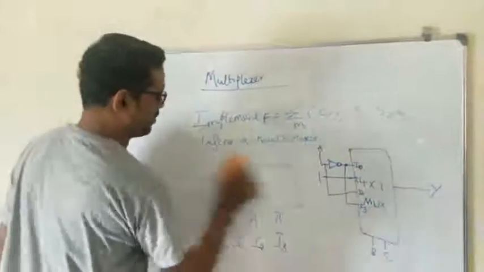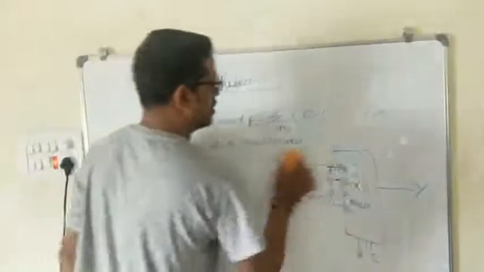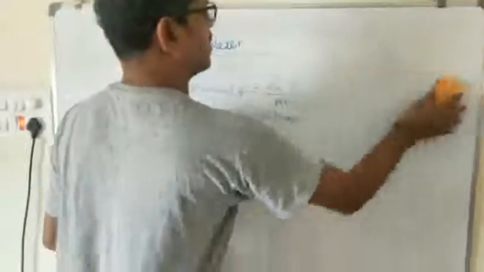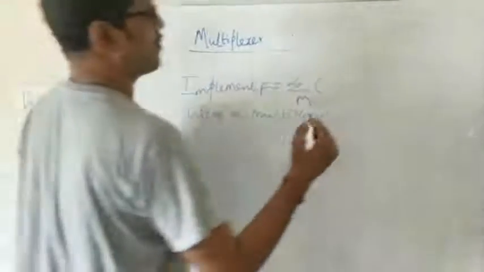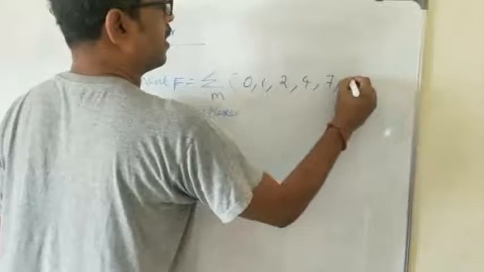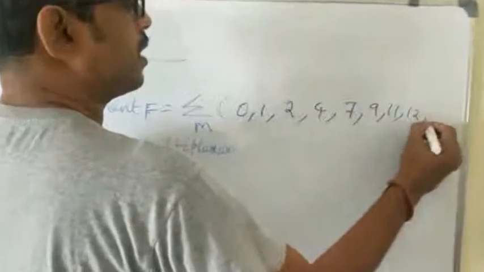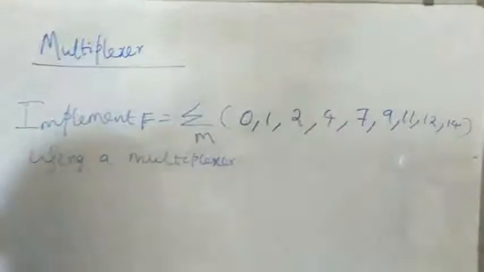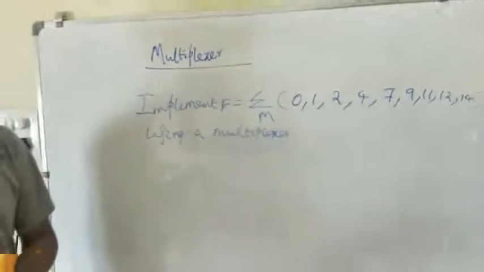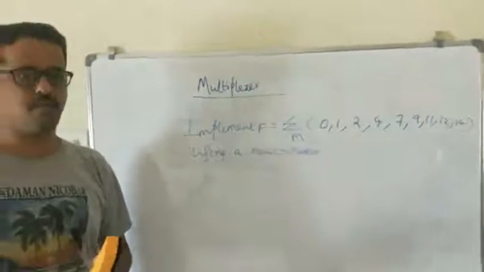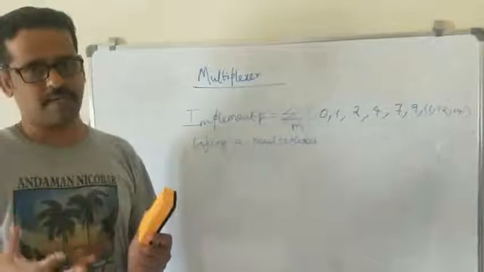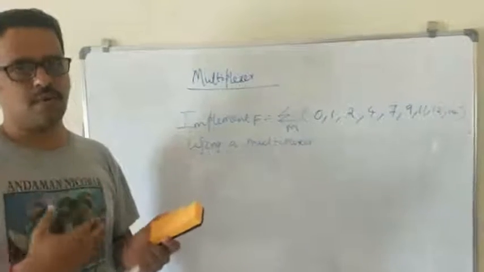We'll go for one more example. Implement f equal to sigma m 0, 1, 2, 4, 7, 9, 11, 12, 14. Look at the maximum minterm. It requires 4 bits to represent. That is, 14 requires 4 bits to represent. So we need to write all the minterms that consist of 4 bits. That is, we need to start writing the values from 0 to 15.